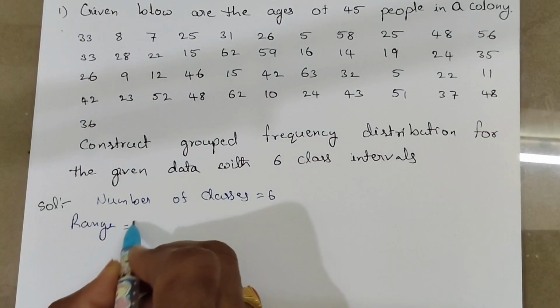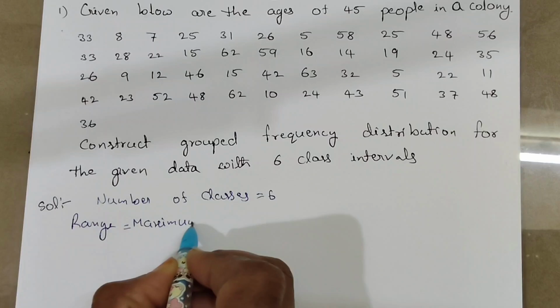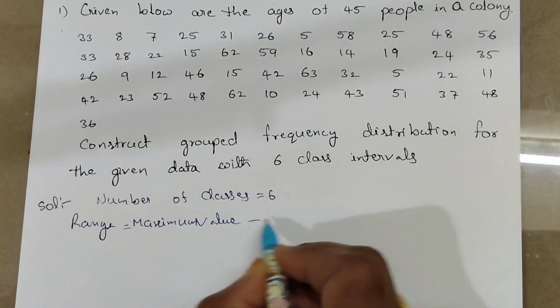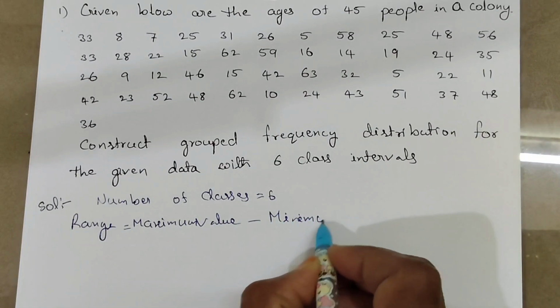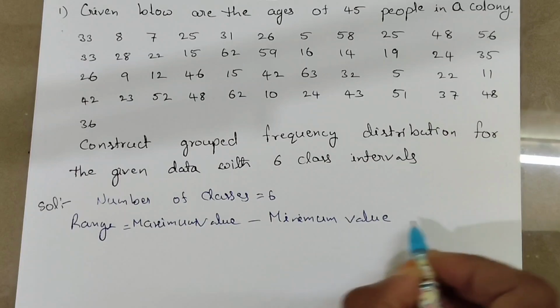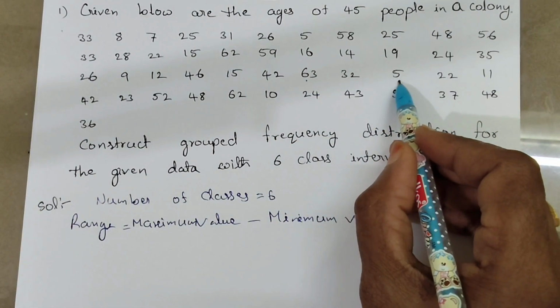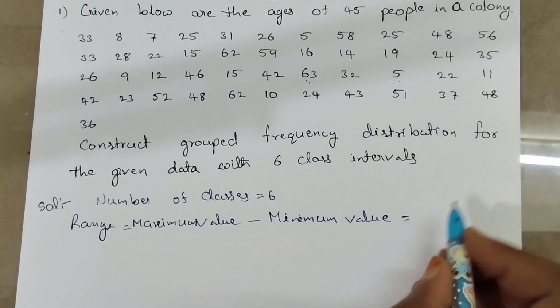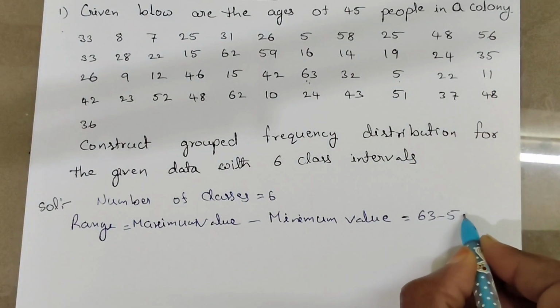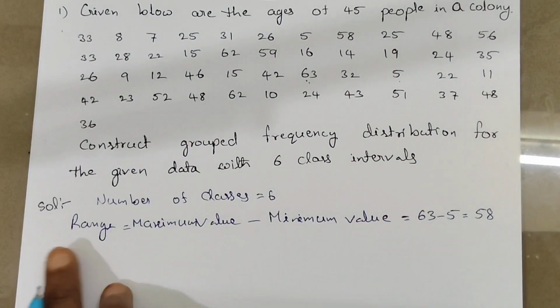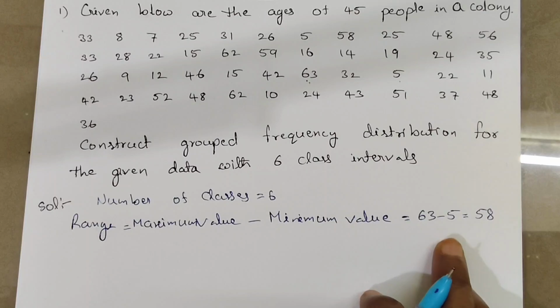Next we find the range. Range is equal to maximum value minus minimum value. The maximum value is 63 and the minimum value is 5. So 63 minus 5 is equal to 58. The range is 58.